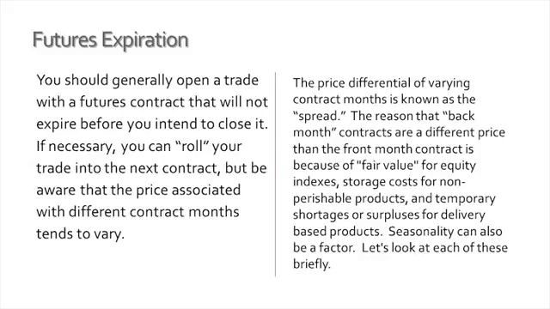The reason that back month contracts are a different price than the front month contract is because of fair value for equity indexes, storage costs for non-perishable products, and temporary shortages or surpluses for delivery-based products. Seasonality can also be a factor. Let's look at each of these briefly.